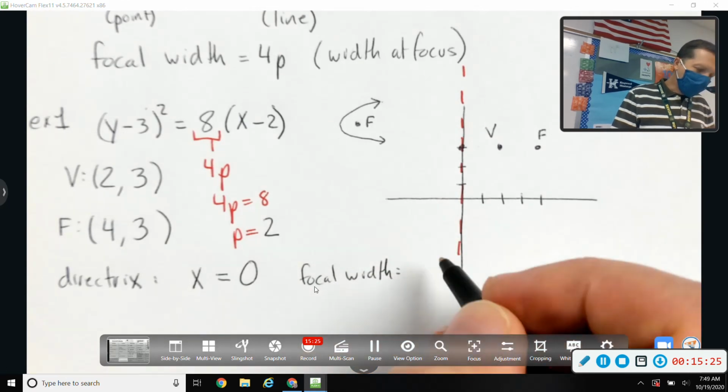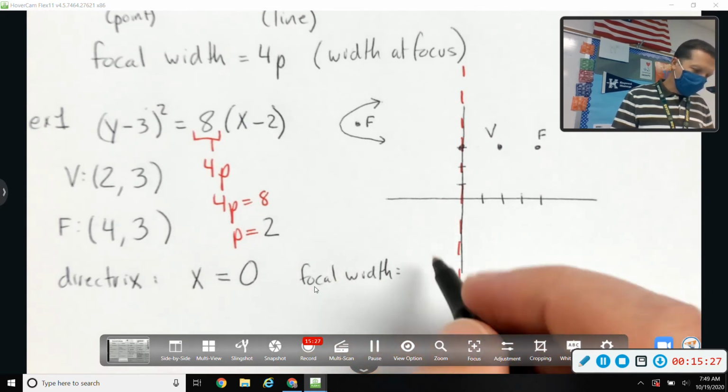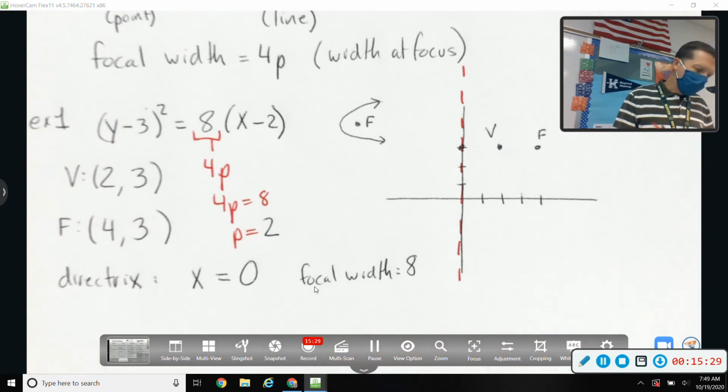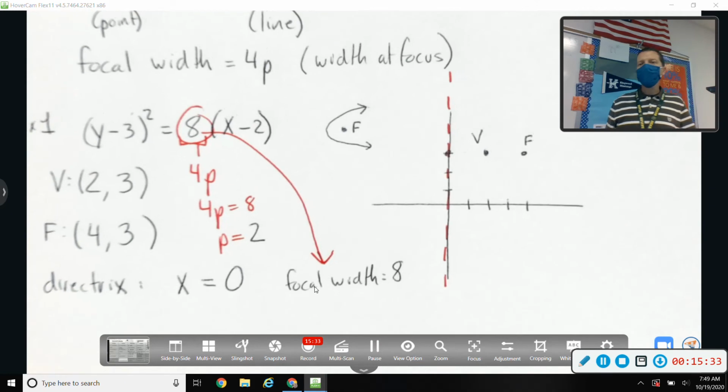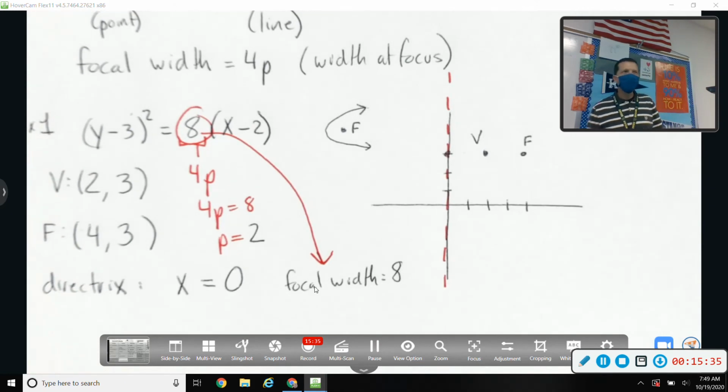Right. Focal width, we said, was just 8. Whatever number's in front is the focal width. Now, be careful, that's the total width at the focus. So don't count 8 up and 8 down. That would make a width of 16. So a little bit more math here. Let's go 4 up and 4 down.